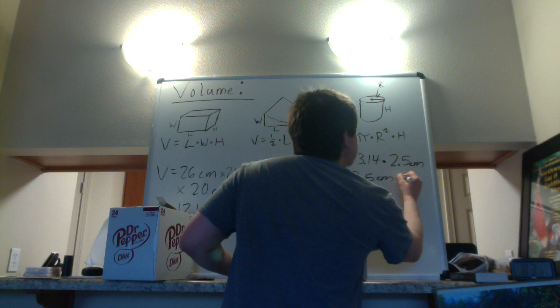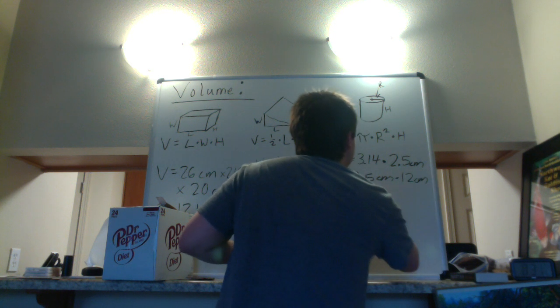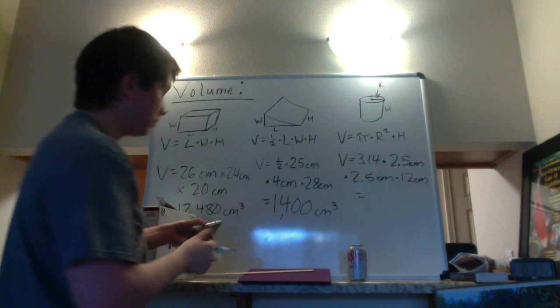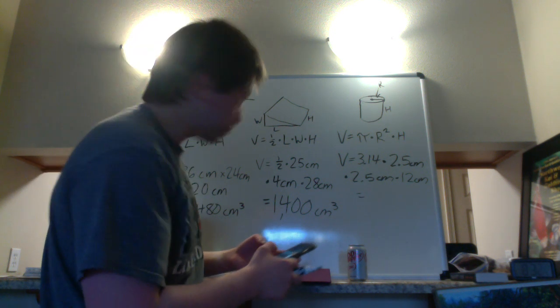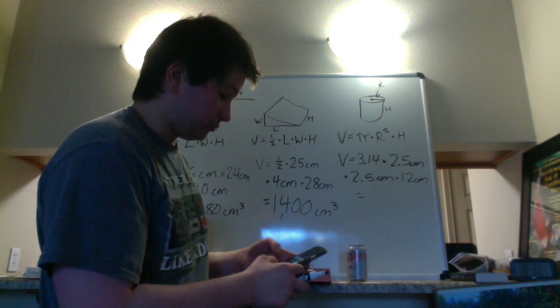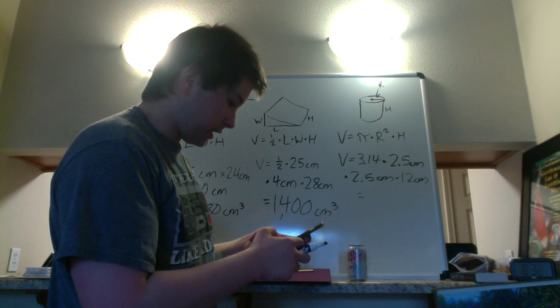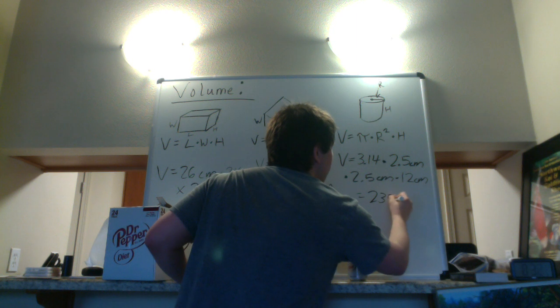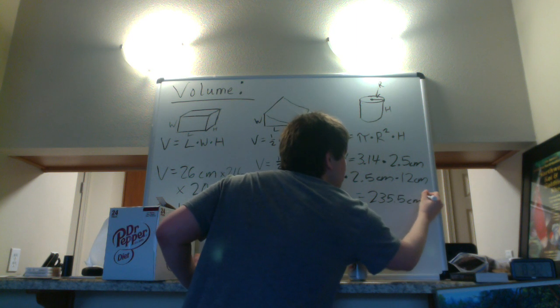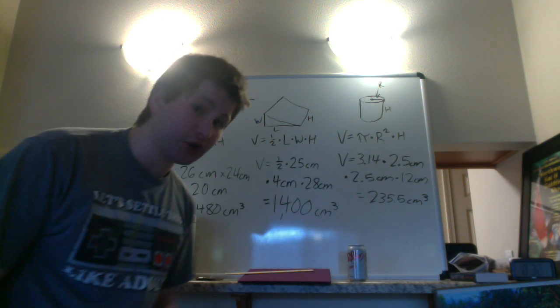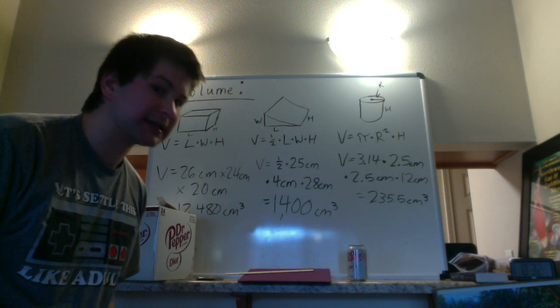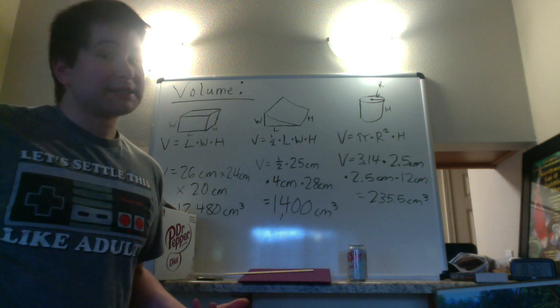So times 12 centimeters. All right, let's plug this all in. 3.14 times 2.5 times 2.5 times 12, and we get 235.5 centimeters cubed, or 235 and a half cubic centimeters. Hope this helps a little.